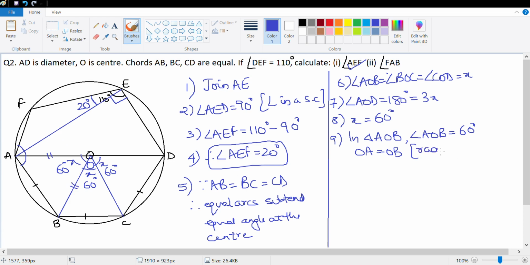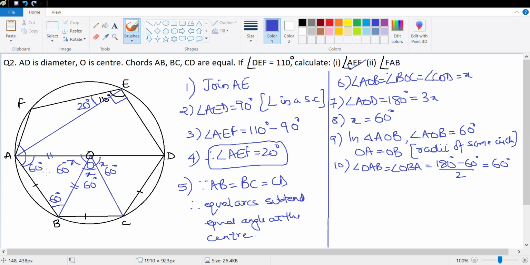So radii of same circle, which means angle OAB would be equal to angle OBA, which, looking at triangle AOB, will be equal to 180 degree minus the angle which is known to us, which is 60 degree, divided by 2, which means this angle is 60 degree, which means it's basically an equilateral triangle. So I have 60 degree here. I still need to find this angle.